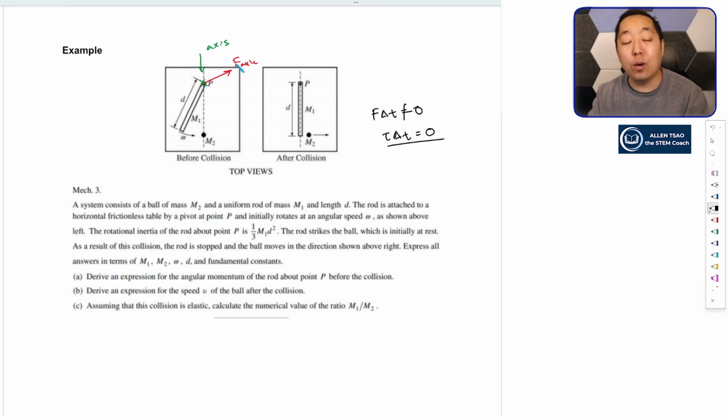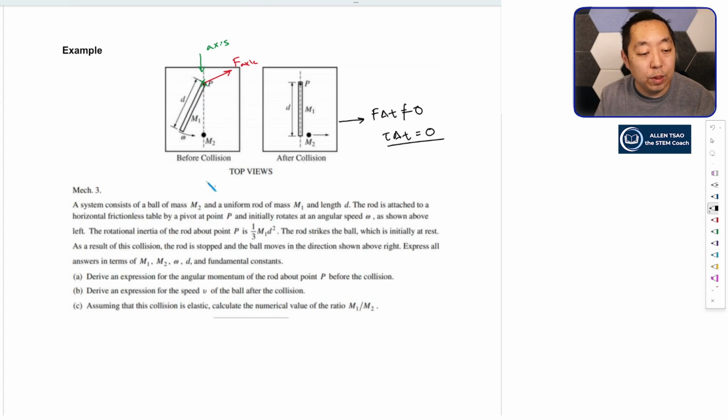So that's why we're going to treat this collision with angular momentum. It's not because it's spinning. It's not because it's rotating. It's simply because the linear impulse is not 0, so we can't use conservation of linear momentum. But the angular impulse is 0, so we can use conservation of angular momentum.